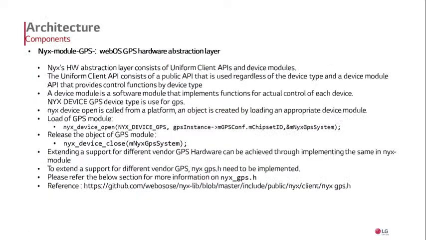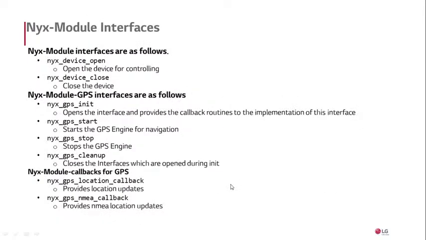So as we explained here, the NYX GPS APIs, NYX GPS.h, will include the NYX interfaces as well. Some of the interfaces we have listed. So the NYX module interfaces are as follows. This is NYX device open and NYX device close, which basically opens the device for controlling and closes the device that we were controlling.